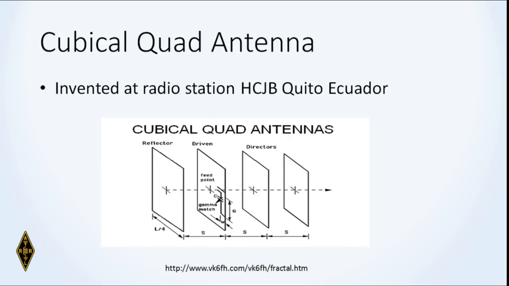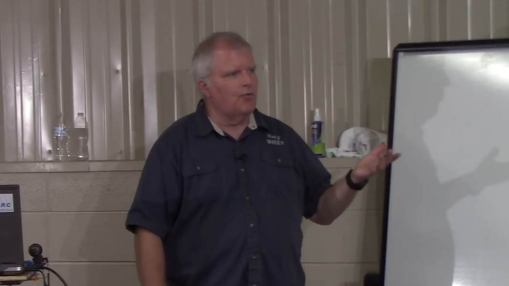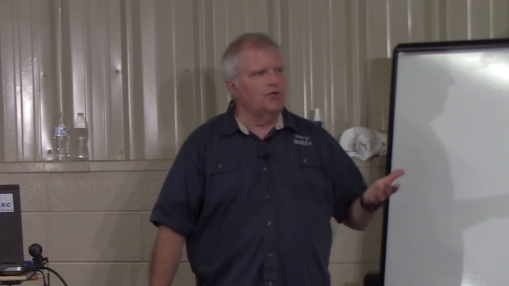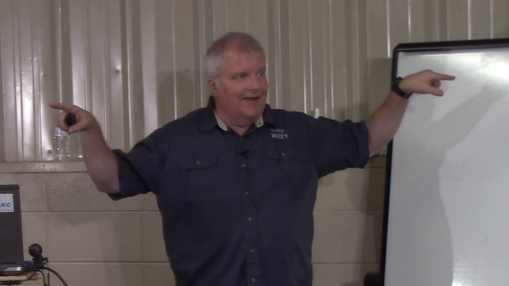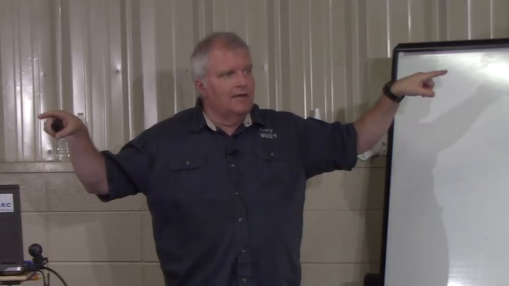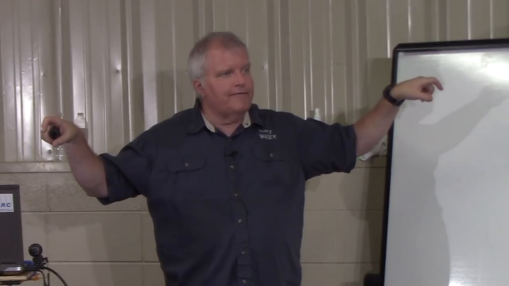Cubical quad antennas. This was invented at radio station HCJB in Quito, Ecuador. They're at very high altitude there, and they had a problem. This is a religious broadcasting shortwave station, and they were using a Yagi antenna, but up at that altitude, because of the high voltage at the end of dipole antennas, the tips were melting off because of arcing, because of the altitude.